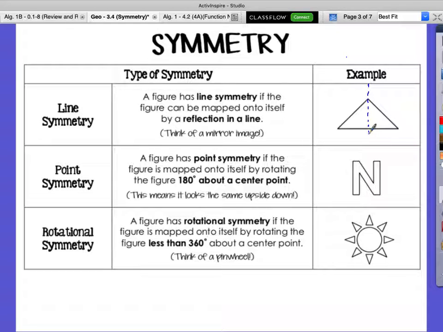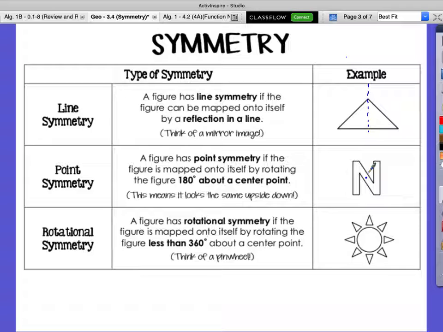Next one, point symmetry. A figure has point symmetry if it's mapped onto itself by rotating the figure 180 degrees about a center point. So we have this letter N. Go ahead and make a point on the center of the N. If we were to take this N and rotate it 180 degrees around that center, do we still have an N? No. You just have a sideways N.